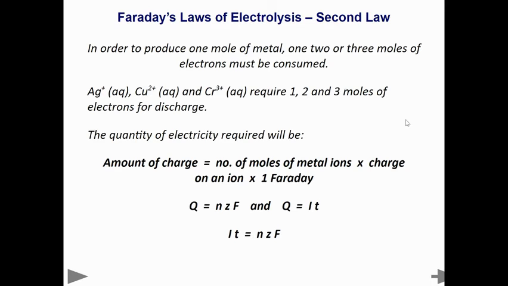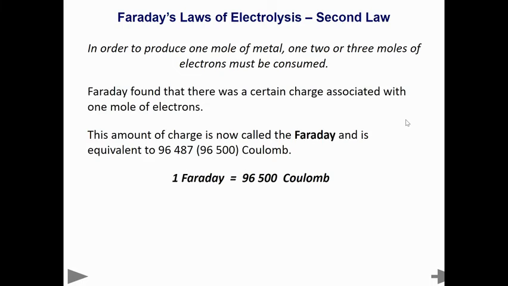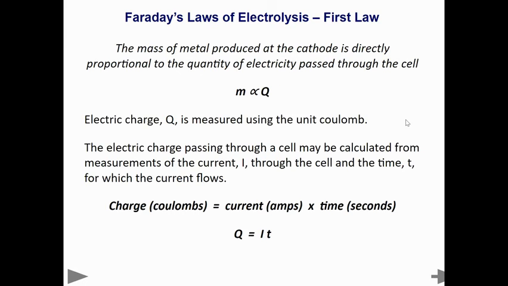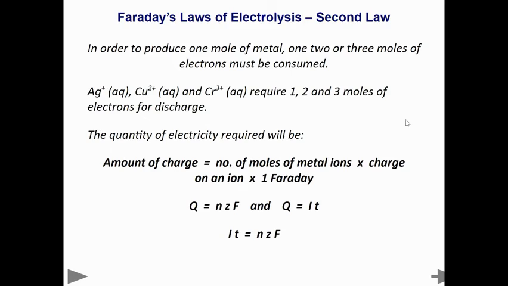The quantity of electricity required, so the amount of charge, remember charge is measured in coulombs, N stands for the number of moles of metal ions, Z stands for the charge on an ion, and F stands for Faradays. So let's go back and remind ourselves what they stand for. Charge is in coulombs, current, which is I, will be in amps, and T is going to be time in seconds. So you can see that we just rearranged and substituted in these equations.